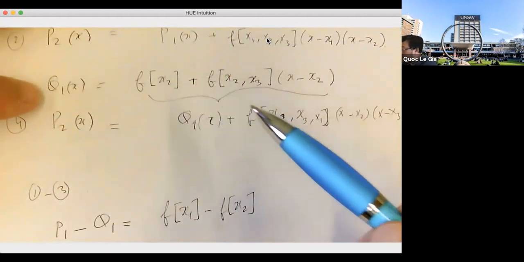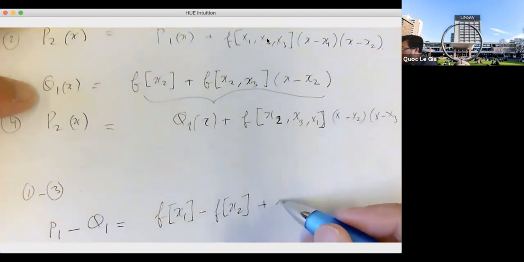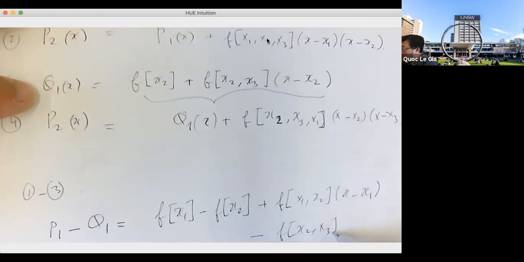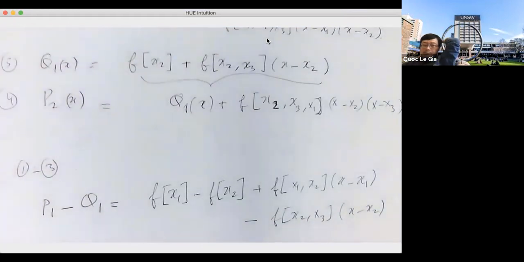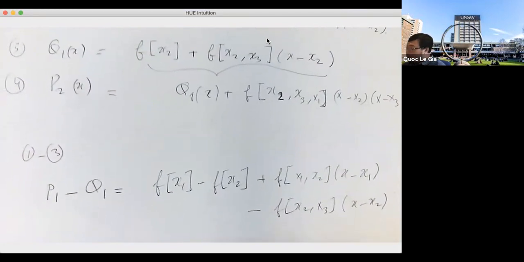Minus P1 minus Q1, yeah. x1 minus x2 plus f x1 x2 x minus x1 minus f x2 x3 x minus x2. Okay, so I leave it here, yeah. I can expand it, but I will do some expansion later.